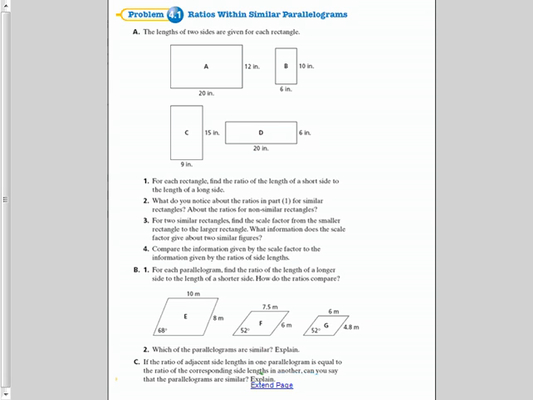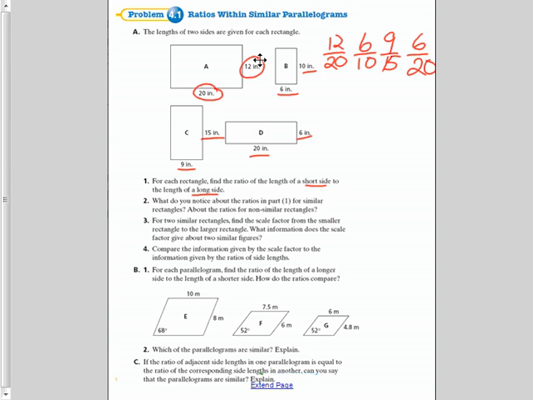Here we go. This is what you have in your paper. What I want you to do is write out each of these, 12 and 20, short to long. That's what it says for number 1: find the ratio of the length of the short to the long side. So we would write that as 12 over 20. Next one, short over long, 6 over 10. Short over long, 9 over 15. And short over long, 6 over 20.